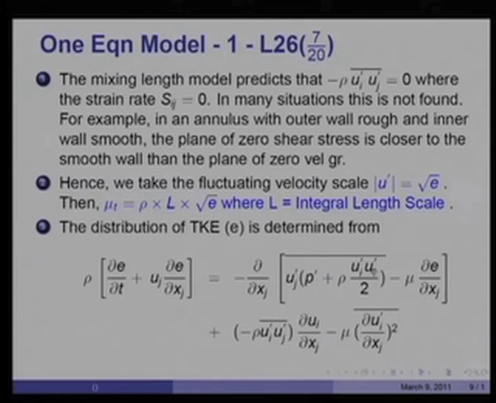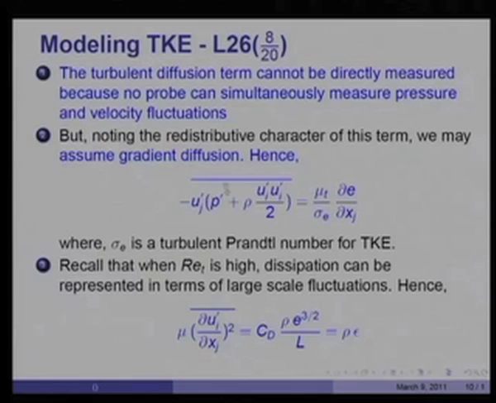Now, the turbulent diffusion term, which contains pressure fluctuations and the triple velocity correlation, cannot be directly measured, because no probe can simultaneously measure pressure fluctuations and velocity fluctuations, and therefore we need to model it. But noting the redistributive character of this term, you will recall that when we did the energy balance, we noted that this term is redistributed, and therefore we will assume a gradient diffusion for this.